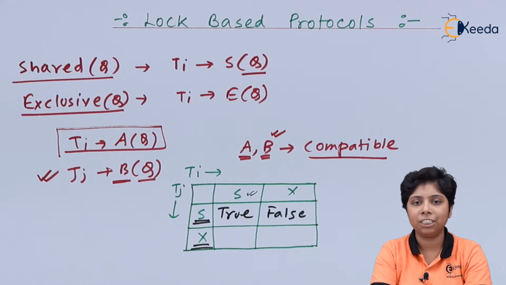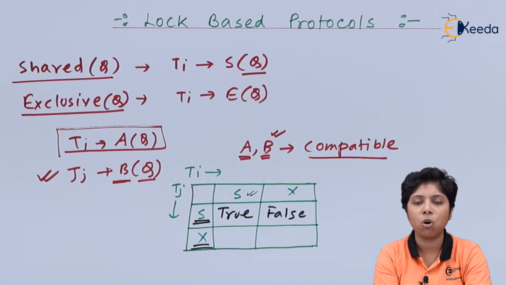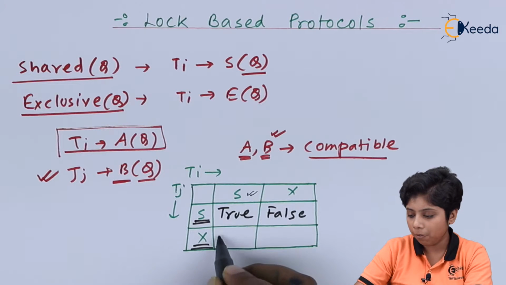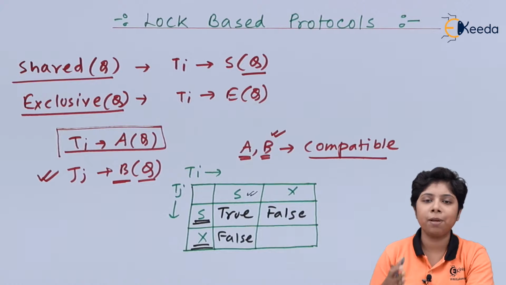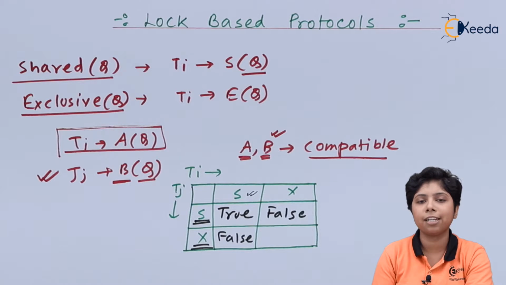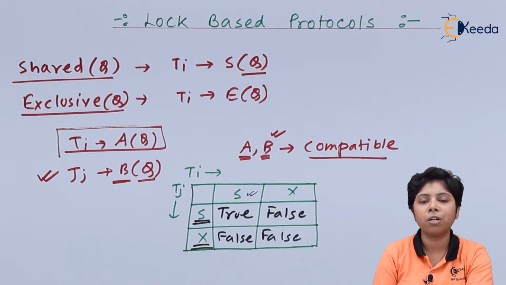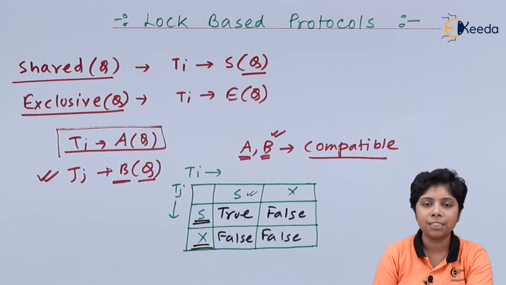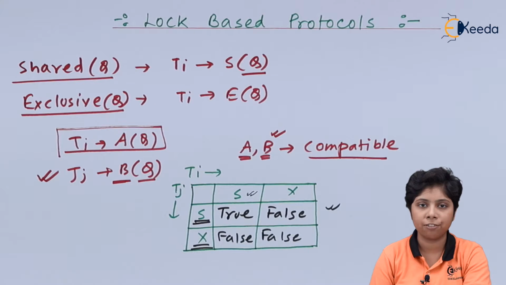So we cannot let any mode be granted on a data item Q which has been granted an exclusive lock to another transaction. So it will be false. And if a data item has an exclusive lock for transaction Tj, we cannot just give an exclusive lock on that data item to another transaction, because we do not want two transactions to perform write operations on the same data item simultaneously. So this is known as the compatibility matrix for the shared and exclusive lock modes.